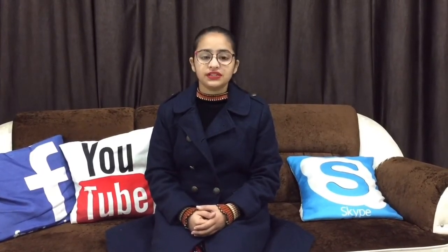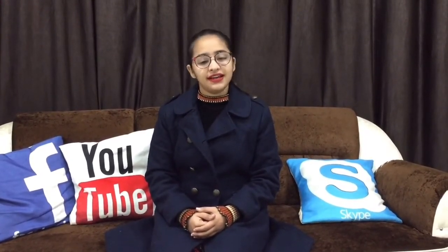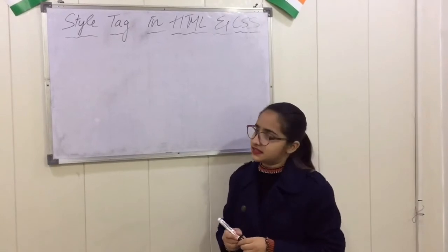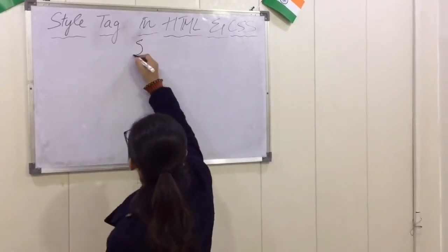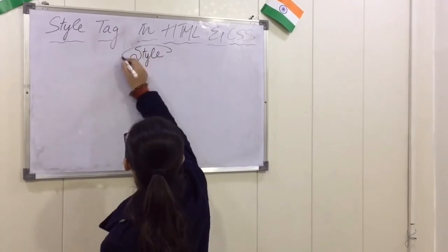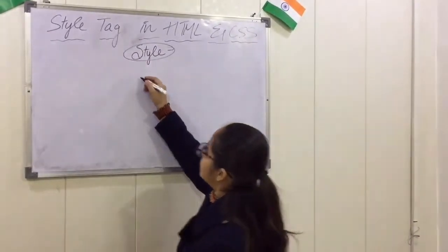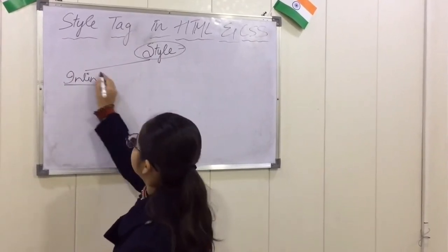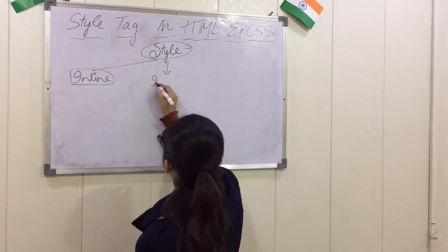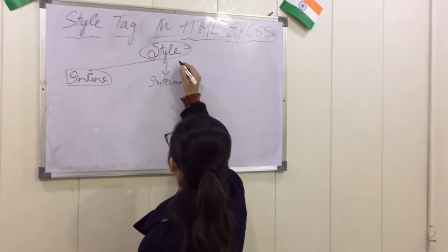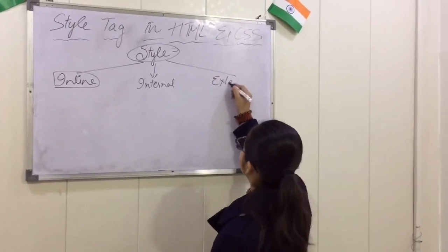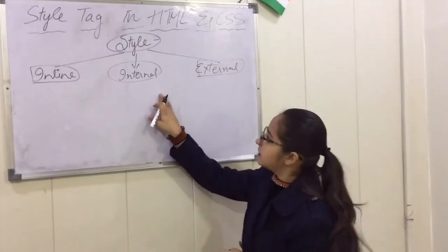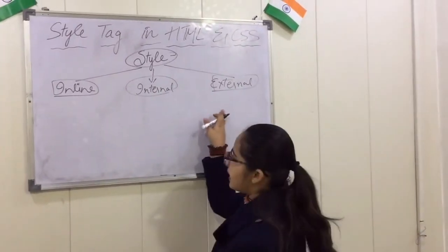So today we are going to discuss the topic style tag with HTML and CSS. Now we will discuss style linking in HTML and CSS. We are talking about the style tag, which can be classified into three types: inline, internal and external. These are the three types of style tag, and the syntax of the three is different.